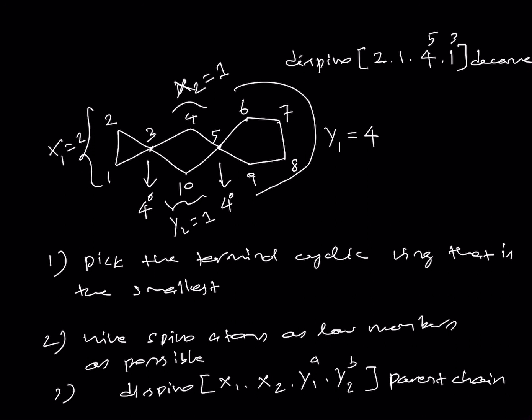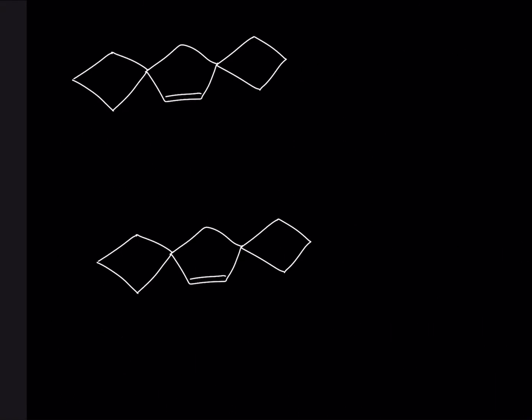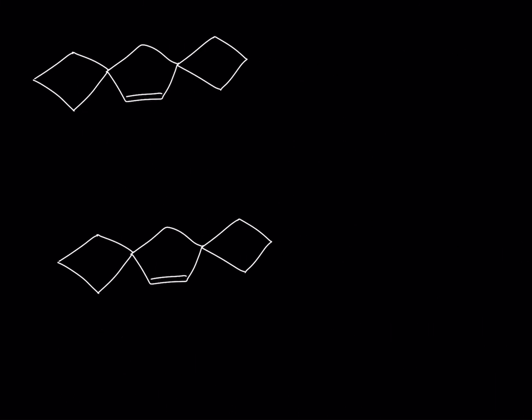So let's discuss one more point, the second example, where the second point that I mentioned, giving spiro atoms as low numbers as possible, will become very obvious. So let's say we have a system like this. Now the terminal rings are 4-membered rings, so you can start the numbering from anywhere. But then in between we have a double bond, so we need to be careful here with how we are numbering. So we will number it in 2 different ways. So let's say this is 1, 2. So that's our terminal carbon.